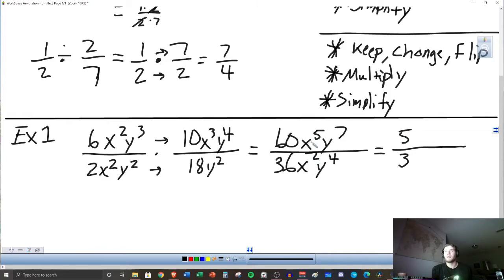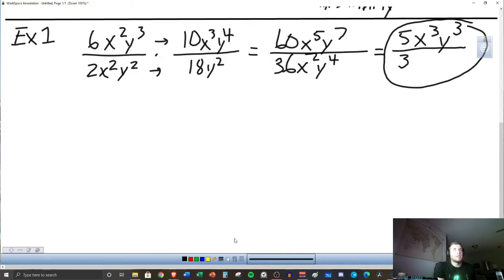What about these variables? X to the 5th over x to the 2nd. So we've learned about prime factorization, but we know we can subtract these exponents. So that's going to be x to the 3rd. Here, y to the 7th over y to the 4th. We subtract those exponents, it's going to be y to the 3rd. This is actually going to be the answer to this problem. So those aren't so bad.